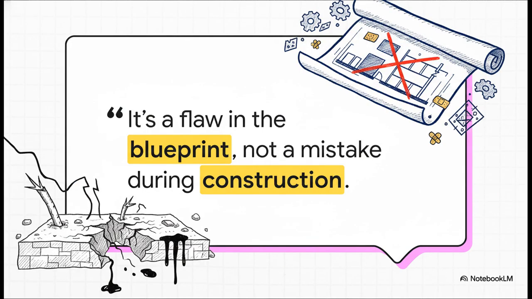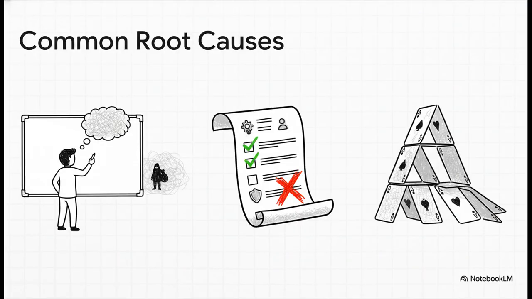And I love this quote. It just nails it. It's not a sloppy paint job or a misplaced wire. It's a crack in the foundation. See, a mistake during construction, a simple coding bug, you can usually patch that up. But a flawed blueprint, man, that requires tearing everything down and starting over. It's a huge deal. So how does this even happen?